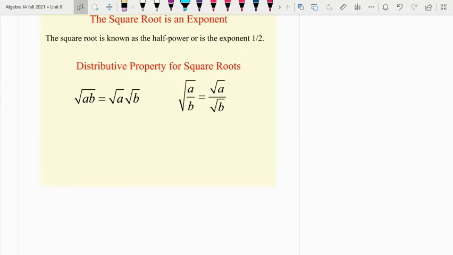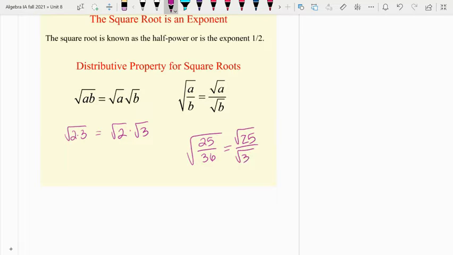Don't forget this. If I have the square root of AB, it's the square root of A times the square root of B, meaning if I have the square root of 2 times 3, it's the same as the square root of 2 times the square root of 3. Likewise, if I have the square root of A over B, it's the square root of A over the square root of B. So if I have the square root of 25 over 36, that's the same as the square root of 25 over the square root of 36, which simplifies to 5 over 6.